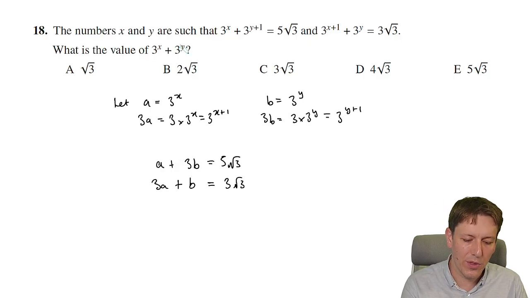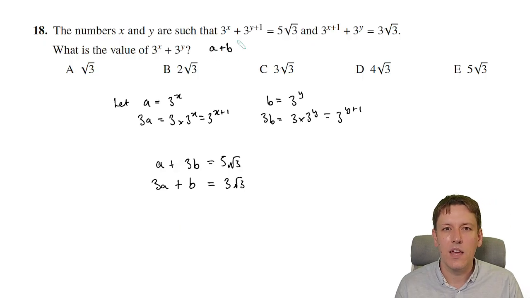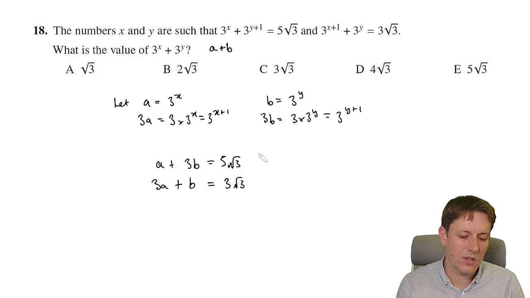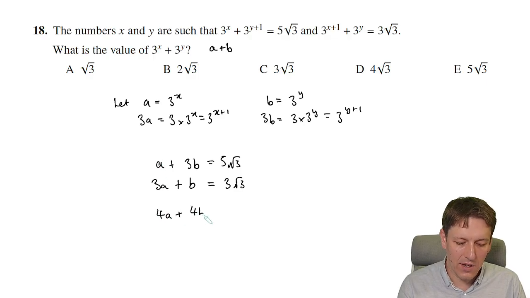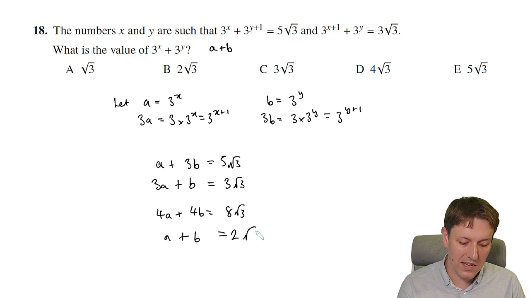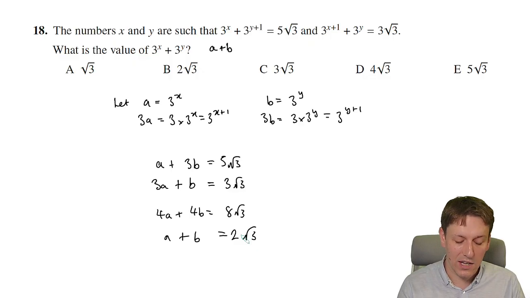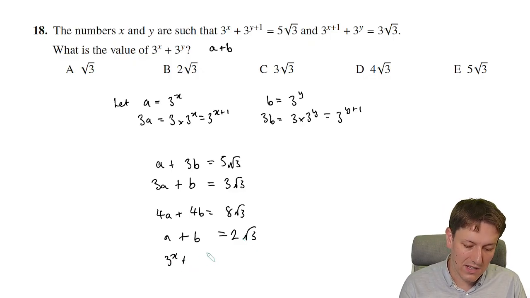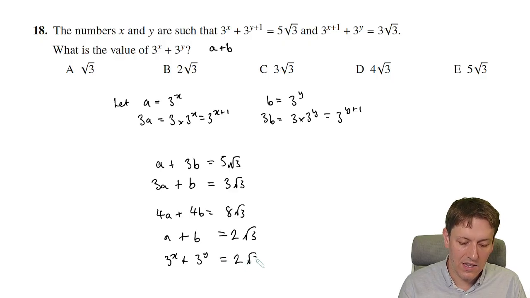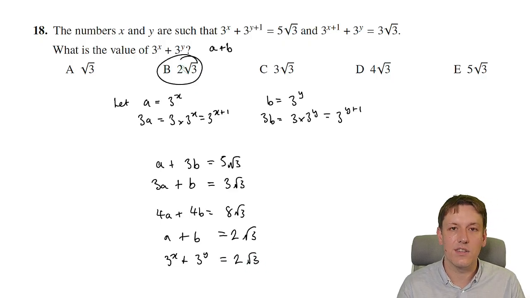Because what are we looking for? We want 3 to the x plus 3 to the y. Well, that's just a plus b. We've got a nice bit of symmetry here in these equations. So if I just add these equations together, I get 4a plus 4b equals 8 root 3. And then dividing by 4, I get straight to a plus b equals 2 root 3 without ever having to work out the values of a and b themselves. And of course then a is 3 to the x, b is 3 to the y, so I've got 3 to the x plus 3 to the y equals 2 root 3, and the answer here is B.